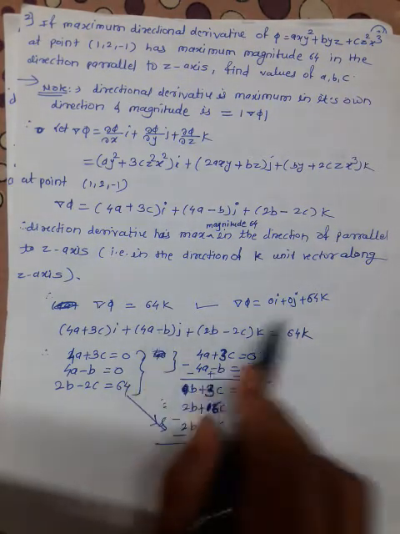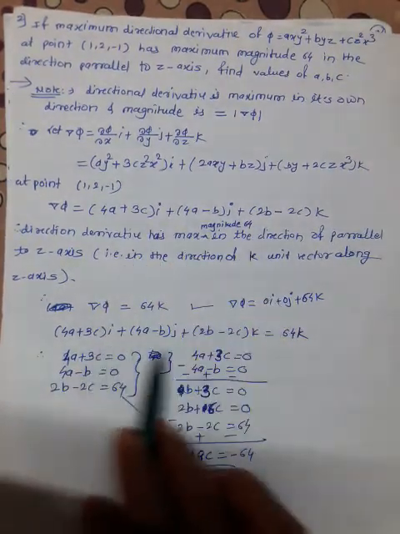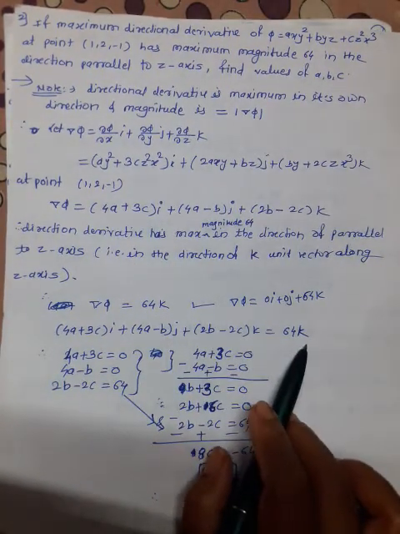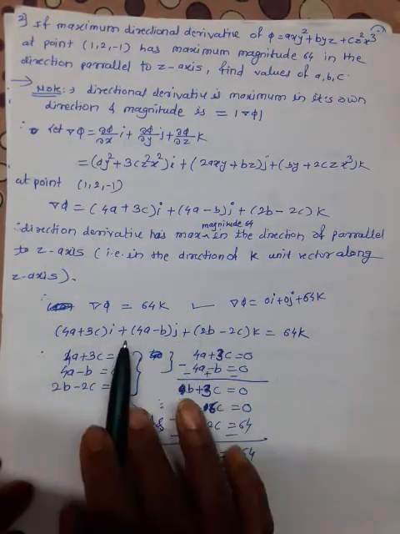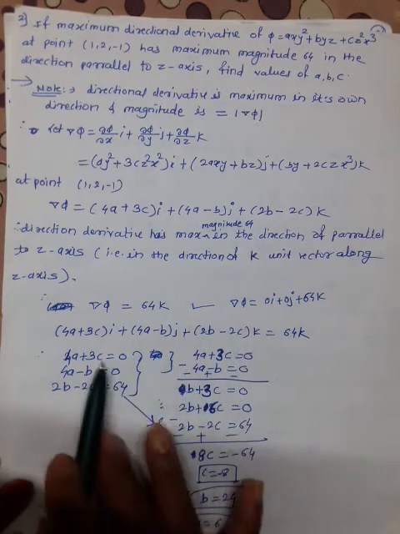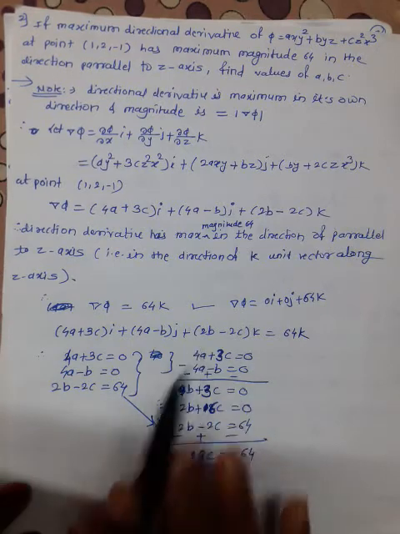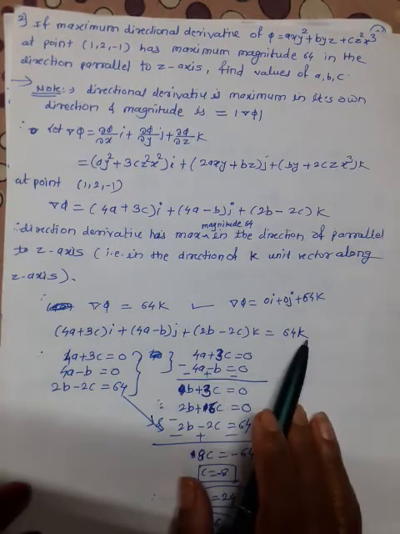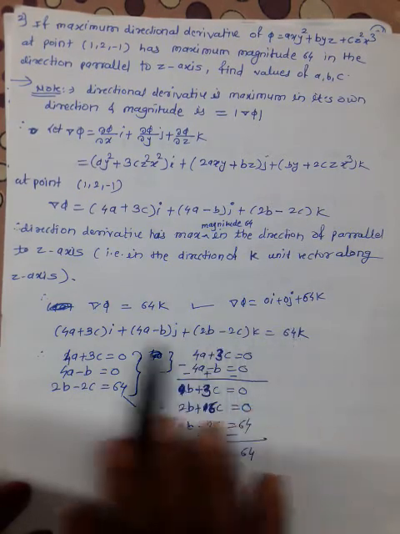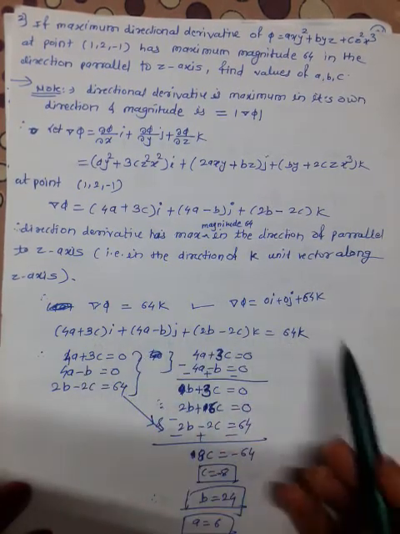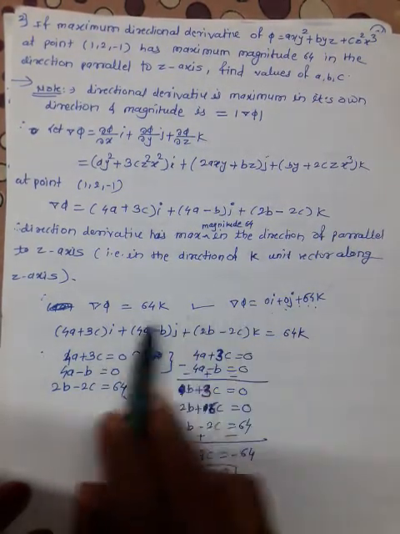Now we have to solve one more equation. Put the value of del phi as it is, and 64k as it is. Now this is one vector in ijk. Any expression which contains any one or all three of ijk is a vector, and this 64k is also a vector. Two vectors are equal means their corresponding coefficients are equal. Here 64k means 0i plus 0j plus 64k. Therefore, coefficients should be compared.